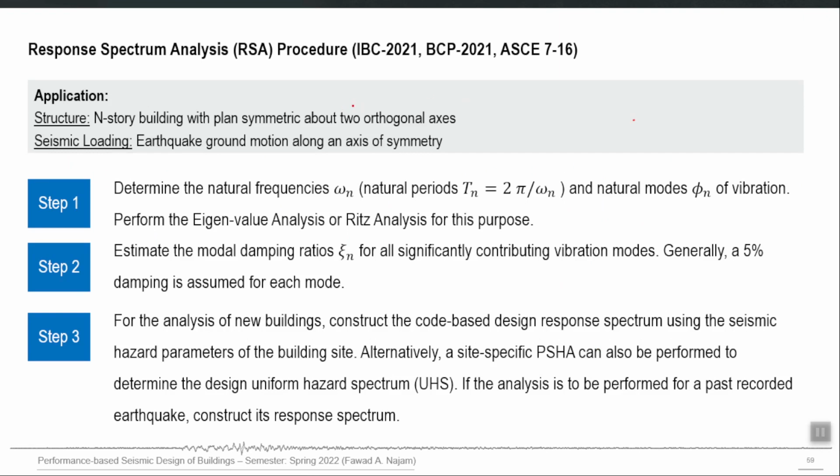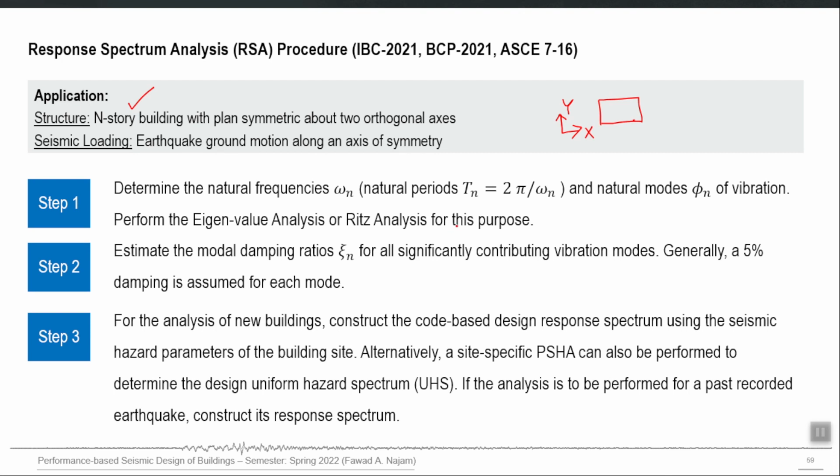So, let me step by step explain the RSA procedure when it is applied to any n-story building with a symmetrical plan about both orthogonal axes, and the seismic loading is also applied along an axis of symmetry. So, it is not applied at any angle from the axis of symmetry, right. If your structure is regular and symmetric about the x and y axes, let us say this is the plan view, this is the x axis, this is the y axis, and the response spectrum is applied in either the x direction or the y direction, not at any angle, then you can follow the step by step procedure to calculate the responses of any building using the RSA procedure.